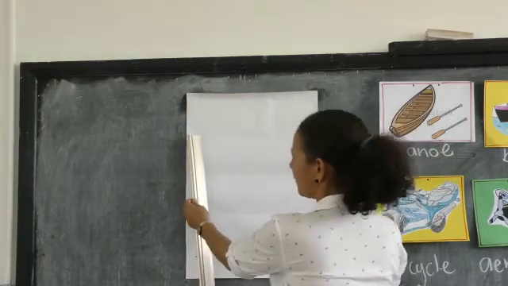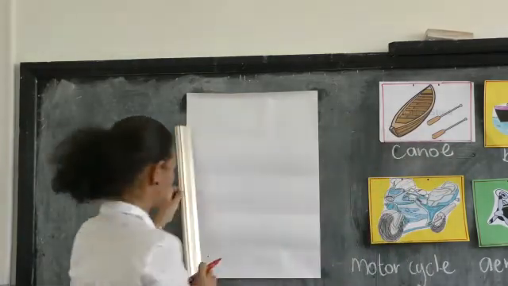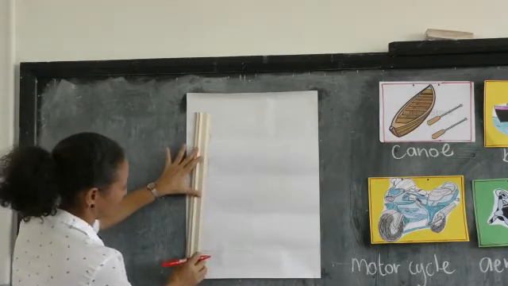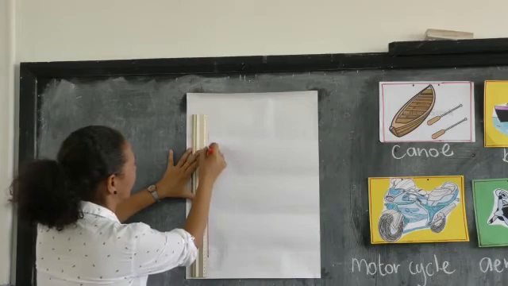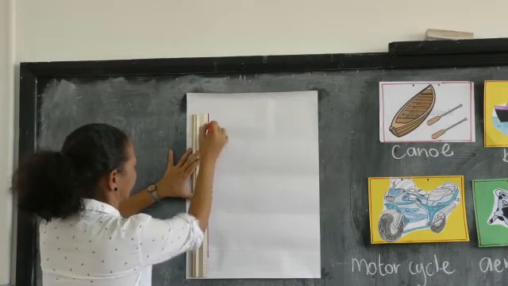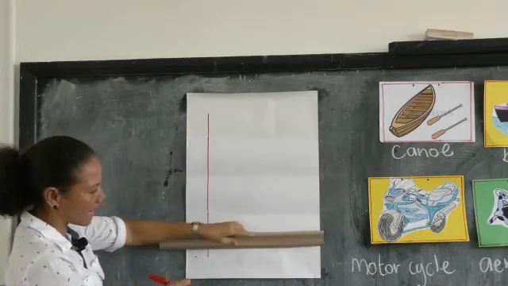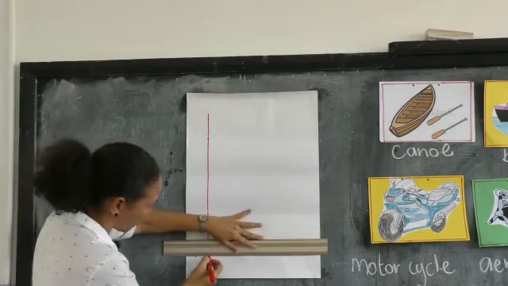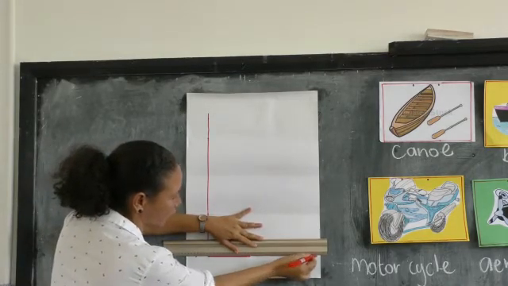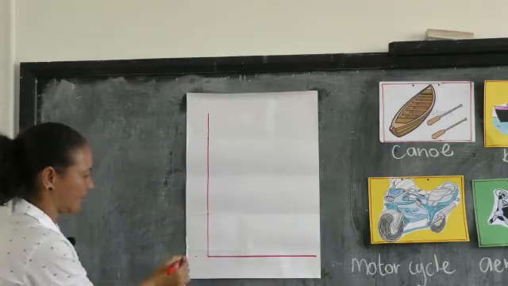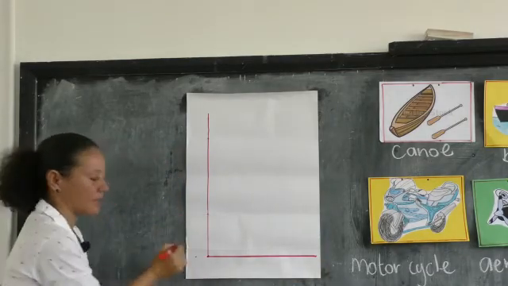So you use your ruler, okay, to draw a vertical line. And I use my ruler to draw the horizontal line. The 2 lines must join. Here, the 2 lines must join.